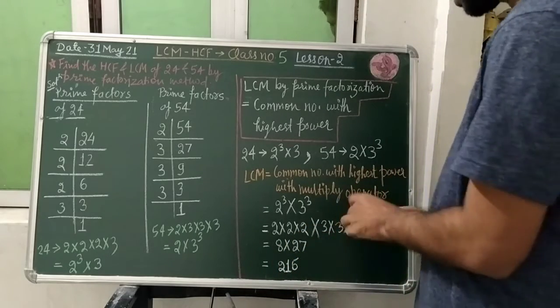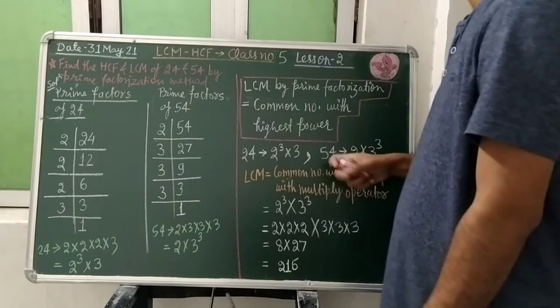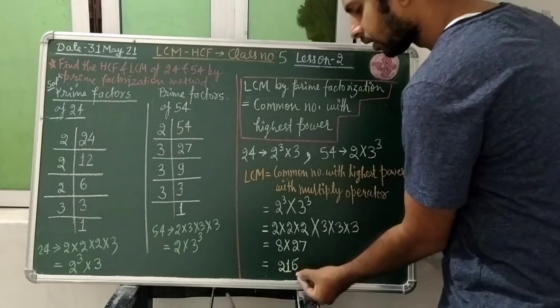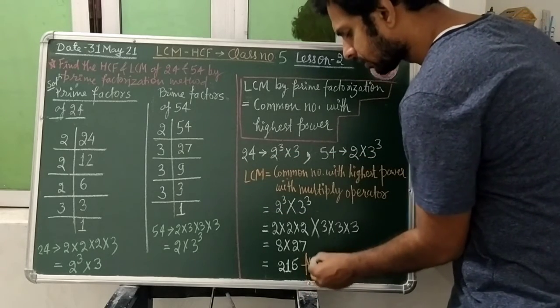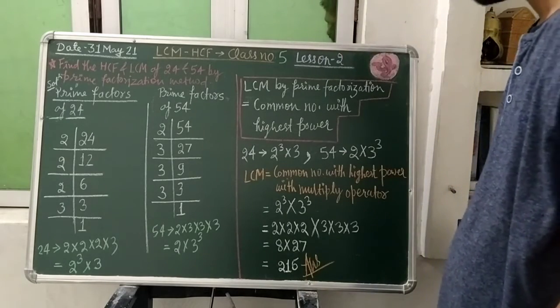216. And students, the LCM of this 24 and 54 will be what? 216. It will be your first answer.